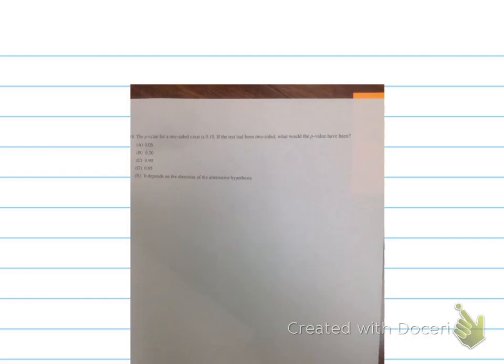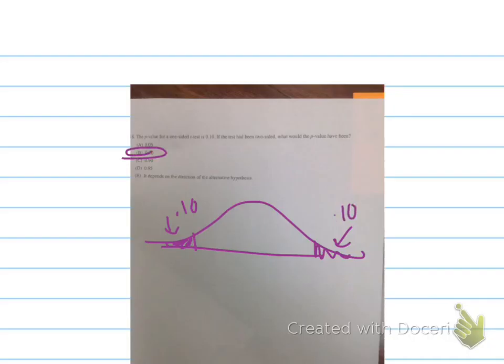Number 18, the p-value for a one-sided test is 0.10. If it's two-sided, it's symmetric. This is 0.10 as well. B is my final answer.